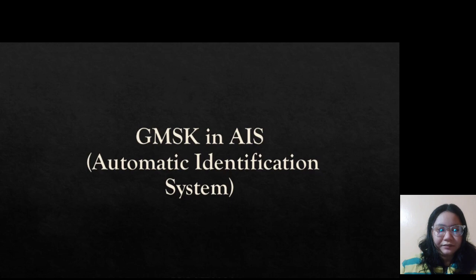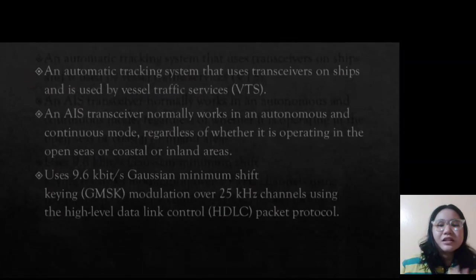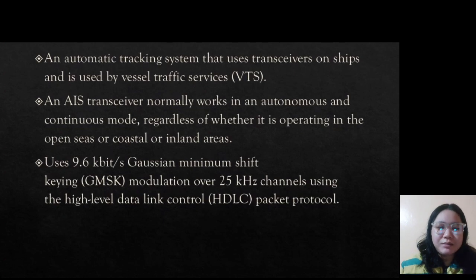GMSK and AIS, the automatic identification system. The automatic identification system, or AIS, is an automatic tracking system that uses transceivers on ships and is used by Vessel Traffic Services, or VTS. An AIS transceiver normally works in an autonomous and continuous mode regardless of whether it is operating in the open seas or coastal or inland areas.